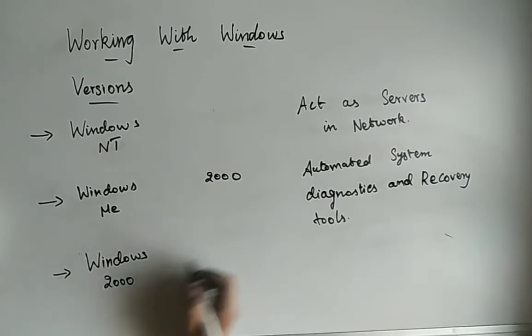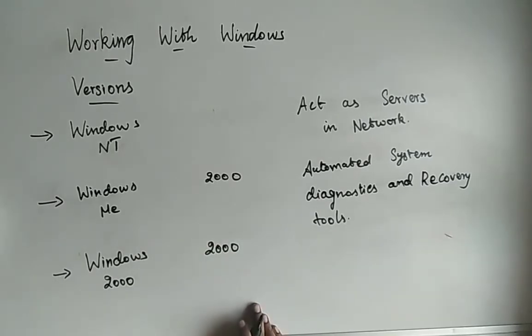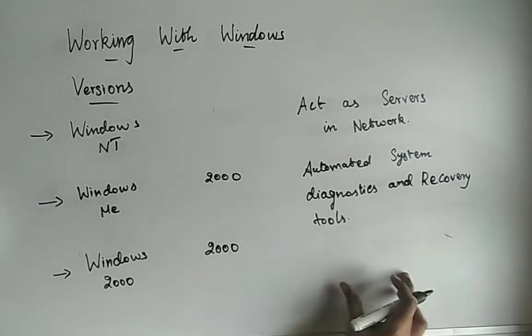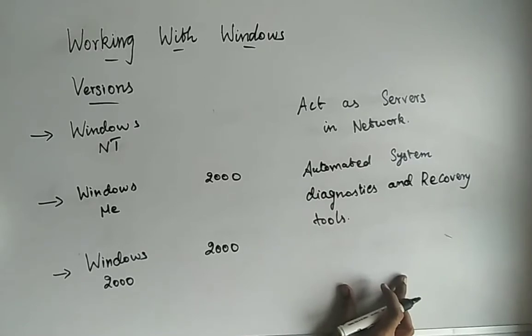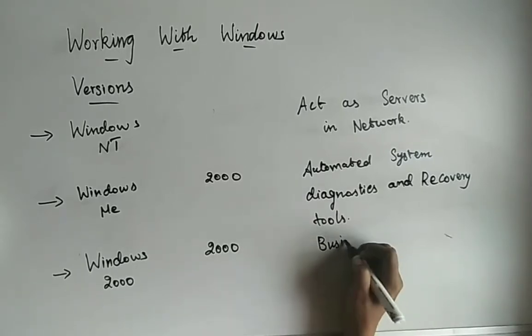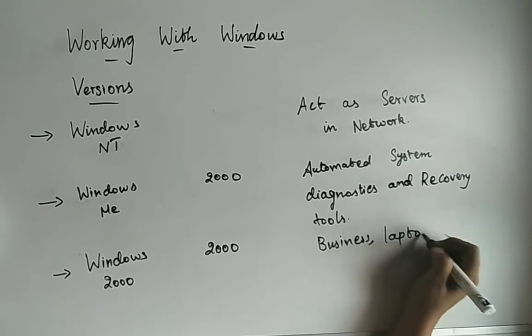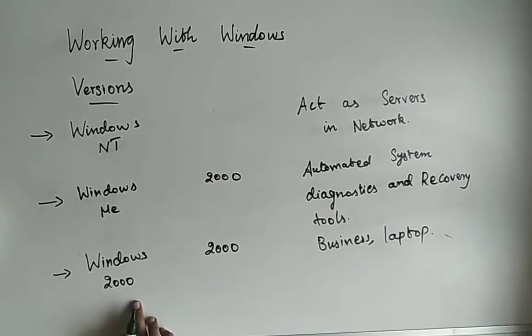Windows 2000, the year is 2000. Here it is going to have extra features. What are they? It served as an operating system for business desktop and laptop systems. They began to use Windows 2000.